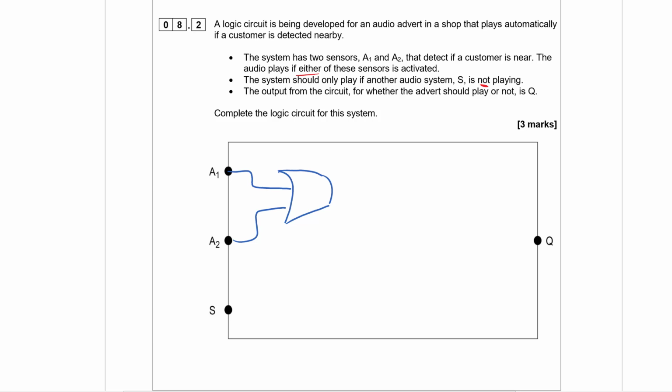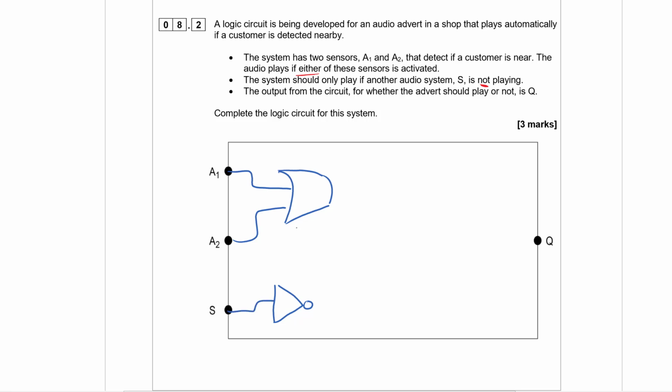So we're going to, if S is playing, S will be 1. We want S to be 0. So let's add a NOT gate in front of S. A NOT gate is a triangle with a tiny circle in the front of it, don't forget that. And a NOT gate only has one input, so let's stick that in like that.